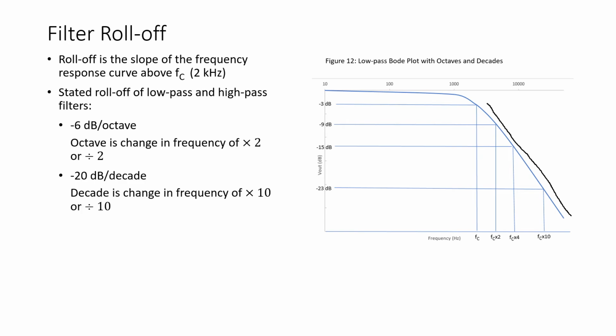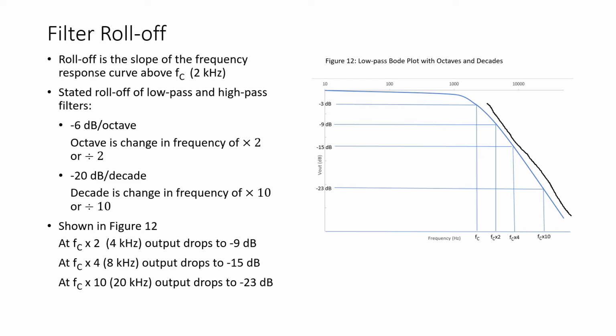Now, for the low pass and high pass filters that we're looking at, the roll off is stated as being negative 6 dB per octave. And an octave, you recall, is a change in frequency of a factor of 2. So an octave is a doubling of frequency or a halving of frequency. And the roll off of these filters is also stated to be negative 20 dB per decade. And a decade is a change in frequency of a factor of 10, either times 10 or divided by 10.